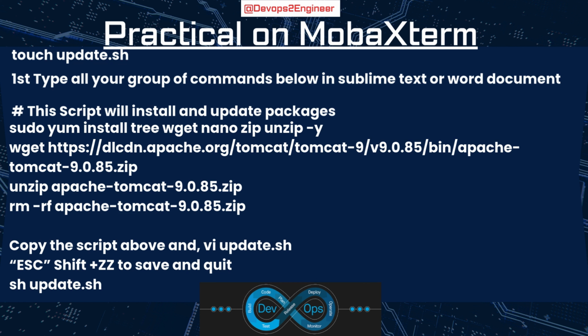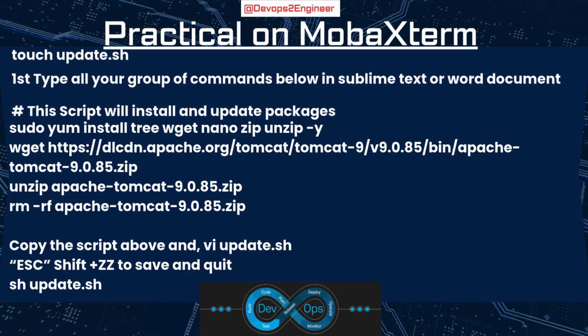wget the link for Apache and Tomcat. Then you're going to unzip Apache, and you're going to unzip Apache Tomcat. Remove -rf Apache Tomcat.zip because you already unzipped it; we don't need the zip anymore. Then copy the script above and paste it into vi update.sh.